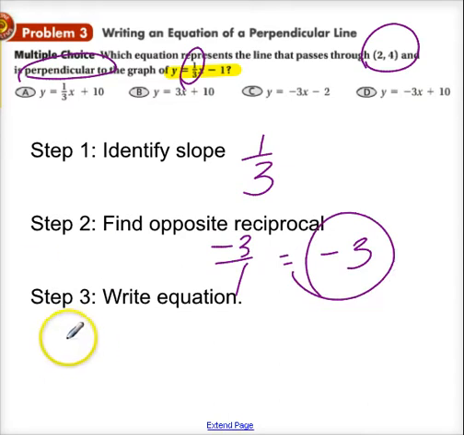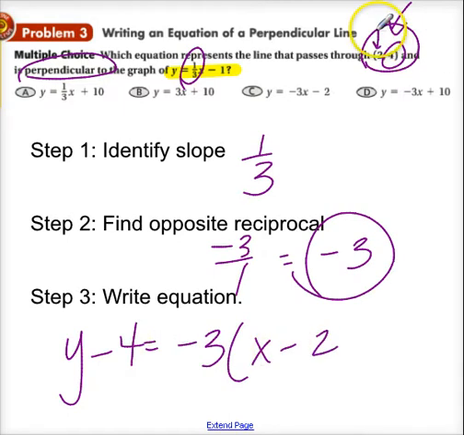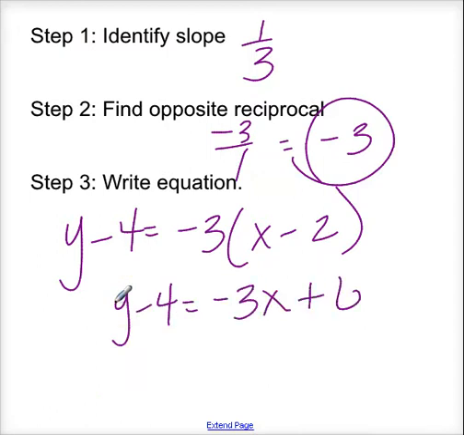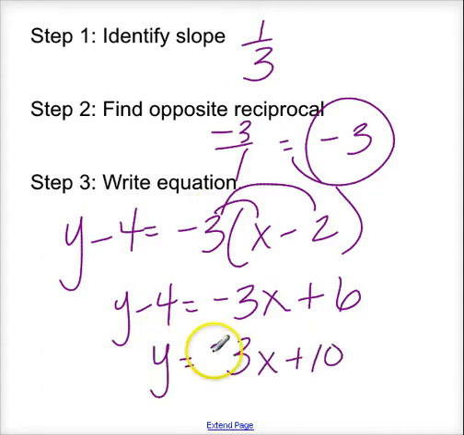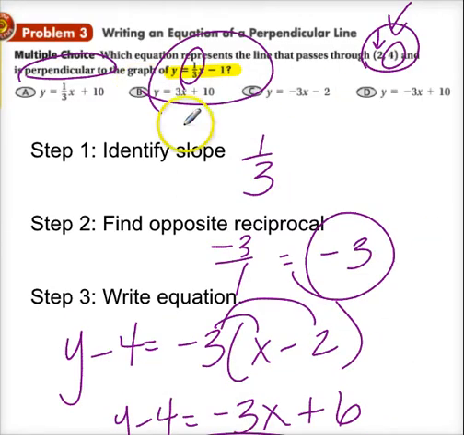Same thing for writing the equation. I'm going to use point-slope. I have a slope and I have a point. So y minus 4 equals negative 3 times x minus 2 for my x value. Okay. y minus 4 equals negative 3x plus 6. I distributed. Add 4, negative 3x plus 10. There's the equation of my line that would be perpendicular to this equation.